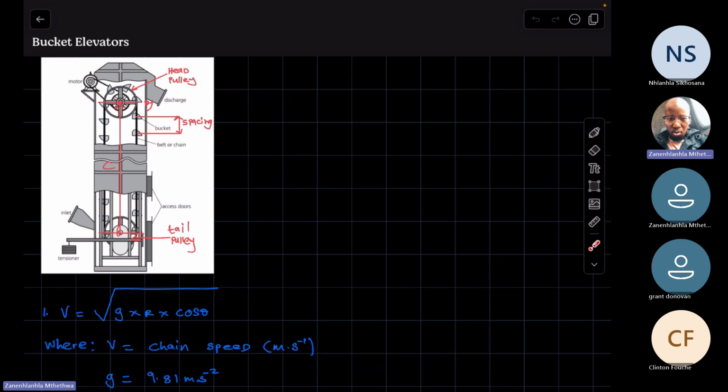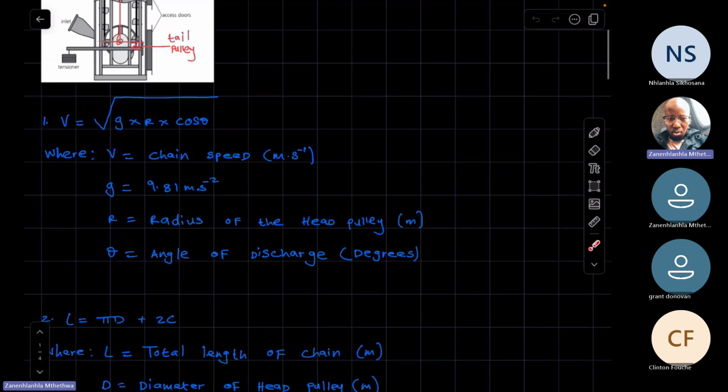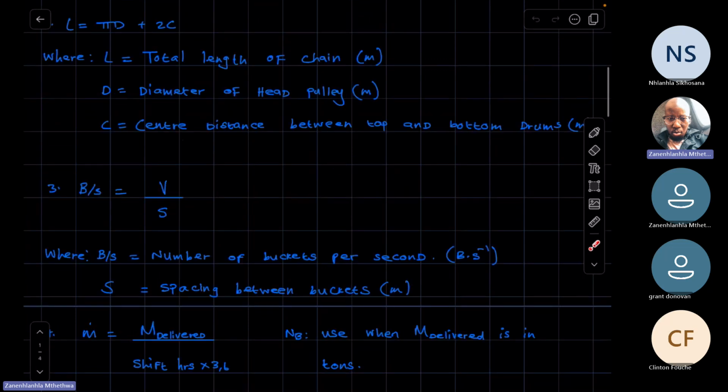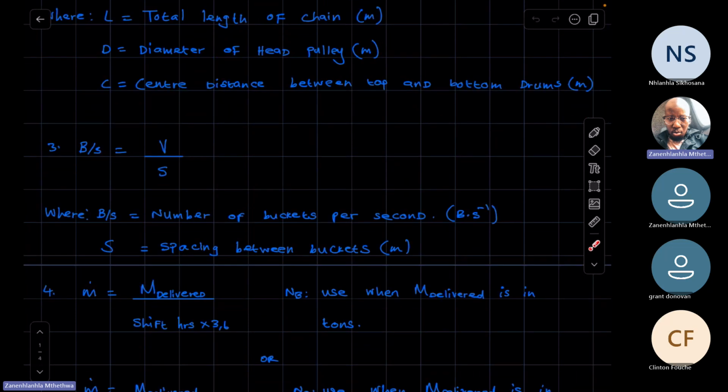The spacing is the same throughout the length of the chain. Hence you only have just one spacing, because the spacing between the buckets is essentially the same. So that will also be in meters.